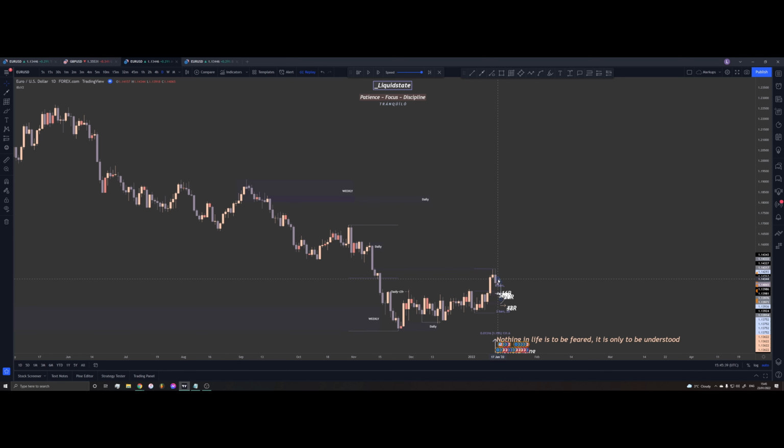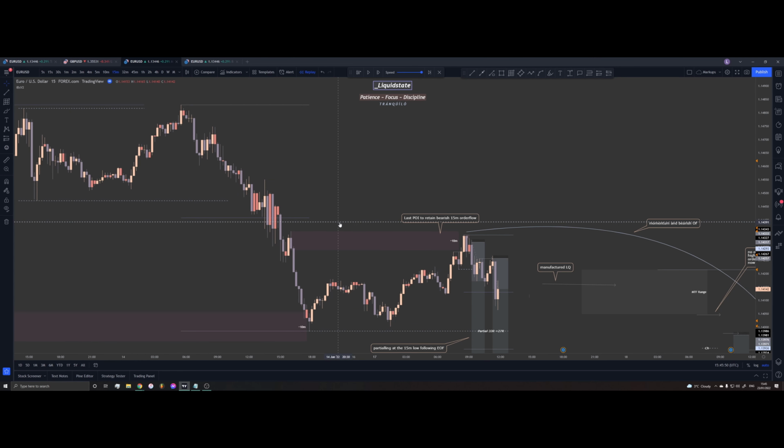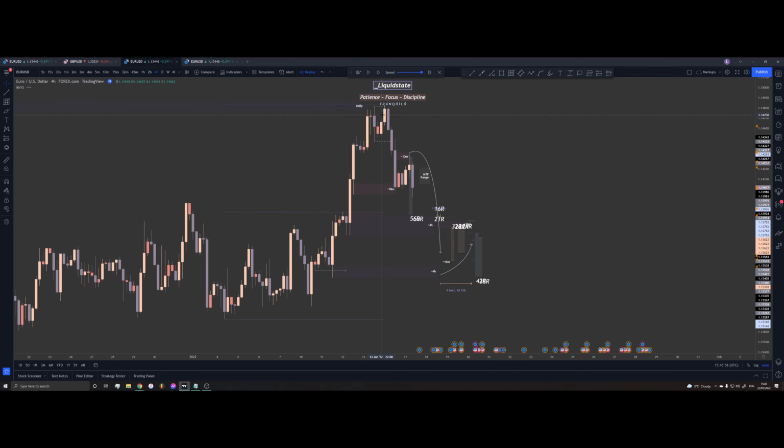It's not quite in the premium on daily, I don't think. Let's see. No, it's a little bit under. So yeah, that's discount on the daily. It is premium on the 4 hour. This is our EQ, so we're well priced on the 4 hour.